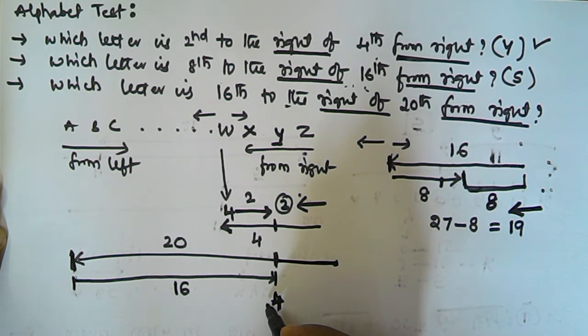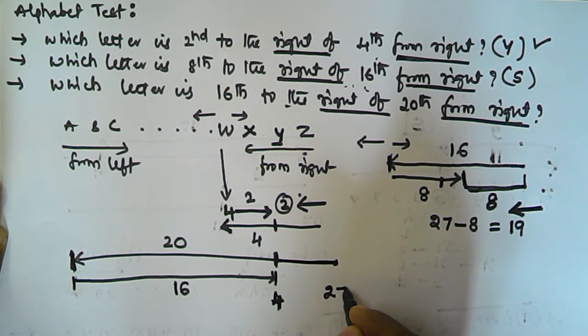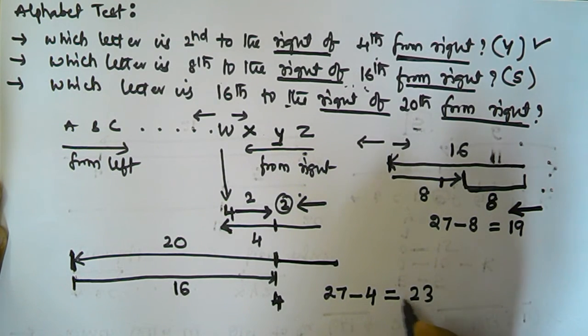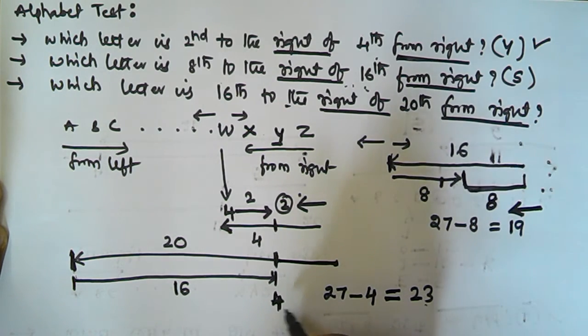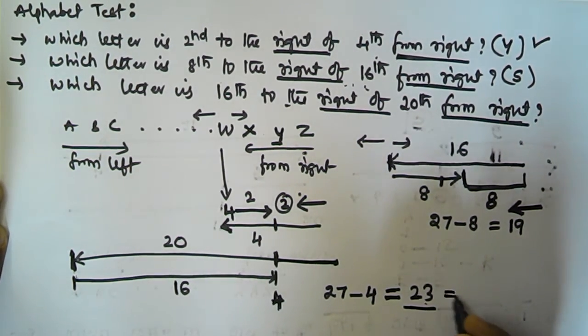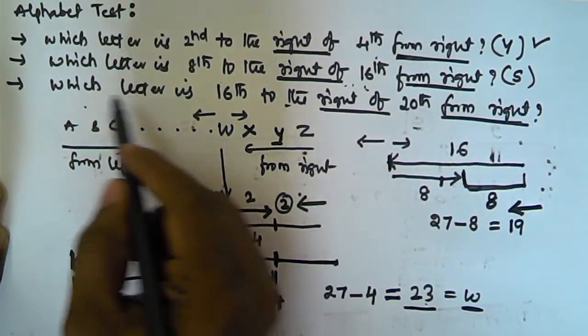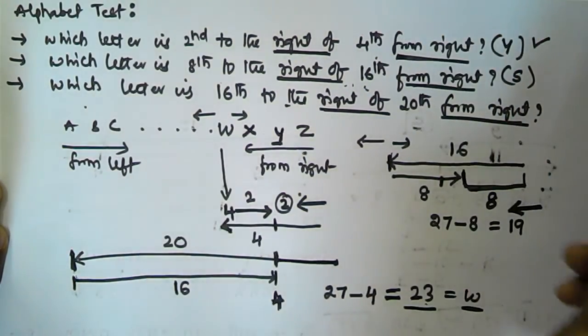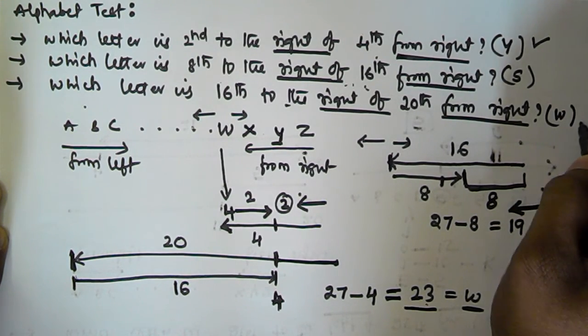So from right, to find the fourth letter, we subtract 27 minus 4, and we get 23. So from the left, the 23rd letter is our answer. From left it is 23, from right it is the fourth letter. 20 is T, then U, V, W. So W is 23. So the letter 16th to the right of 20th from the right is W.